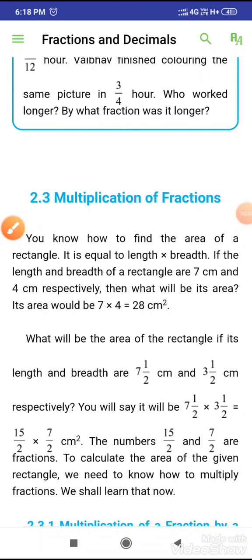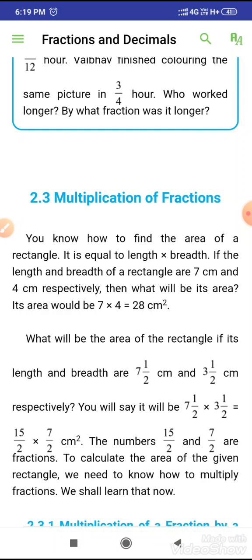Hello everyone. Today we will learn multiplication of fractions. In multiplication of fractions, we simply multiply numerator by numerator and denominator by denominator.